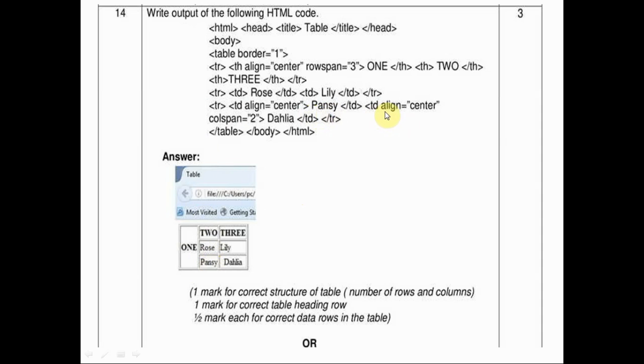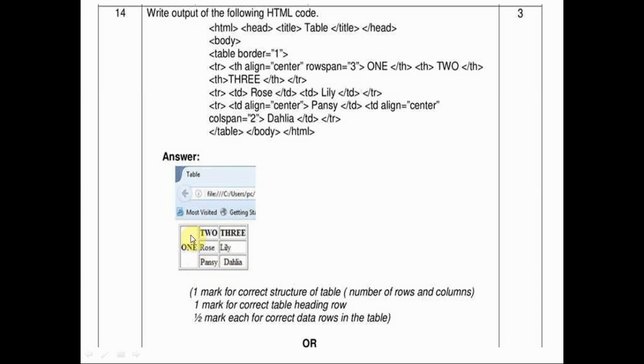Again table data align center, colspan 2, dahlia. Here dahlia is written, and table data close, table row close. This completes our 3 rows. Finally the table tag is closed, and the body tag is closed, and the HTML tag is closed. So now you can see on the screen how your output will be shown and what will be the output of this HTML code. Here 3 rows are created.